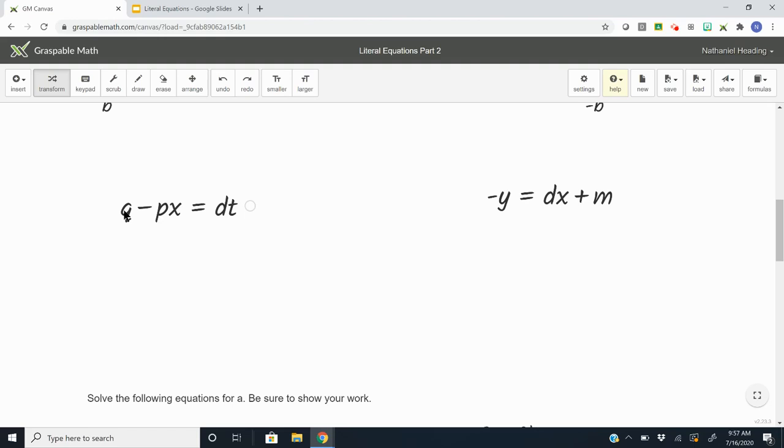All right, let's give this a shot. So here I have Q minus PX equals DT. Now we're going to treat all of these that are not X like numbers. So I'm going to start by getting rid of this Q. So I'm going to take this Q and I'm going to subtract it from both sides. Great. Now I want to undo times negative P. So to undo times negative P, we divide everything. And notice how everything on this side is divided by negative P, not just one term. So I'm dividing both sides by negative P. And that's it. I'm done. Now, try this next one. I want you to pause the video, and I'll go over it here in just a moment.